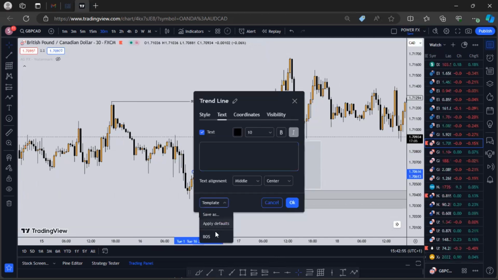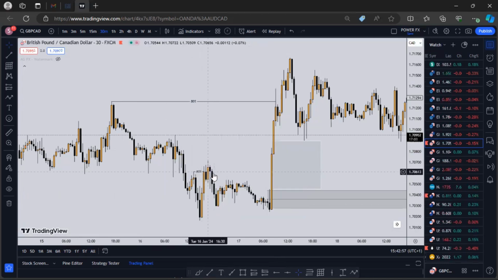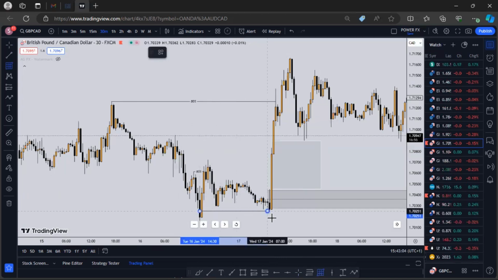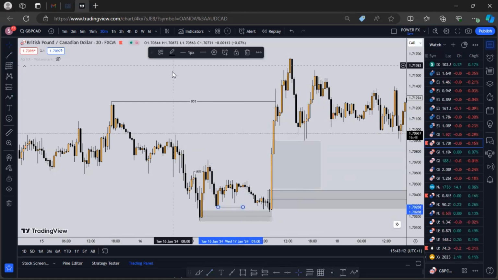This was a break of structure. This was an inducement to this particular demand zone. Underneath it is the demand zone, and this is an inducement before the demand zone.